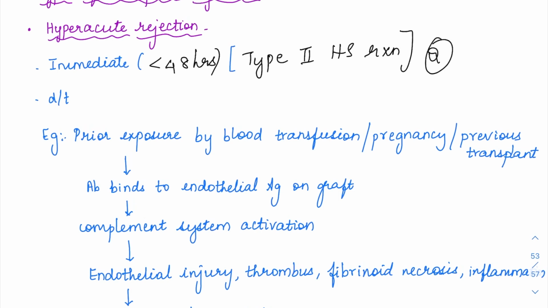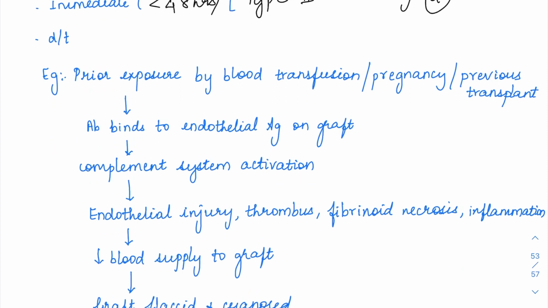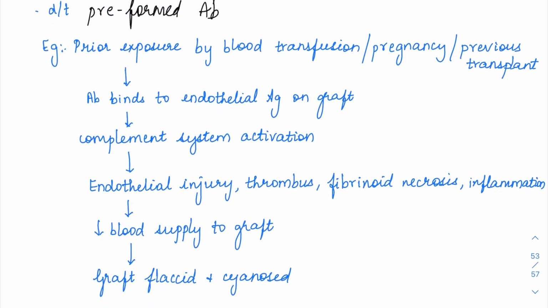Suppose the recipient had already received a blood transfusion, or during pregnancy, suppose the mother is giving a transplant to her kid. In that case, during pregnancy, there might have been preformed antibody formation, or there is a previous transplant history itself from the same person. So, in that case, preformed antibodies must have already formed. So, they are ready to attack already. So, once immediately when you are putting the graft inside the body of the recipient, these preformed antibodies will immediately go and attach to the endothelial antigens present in the graft.